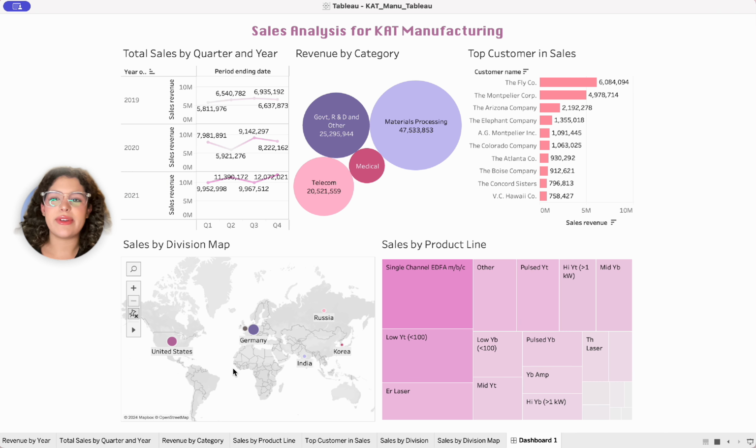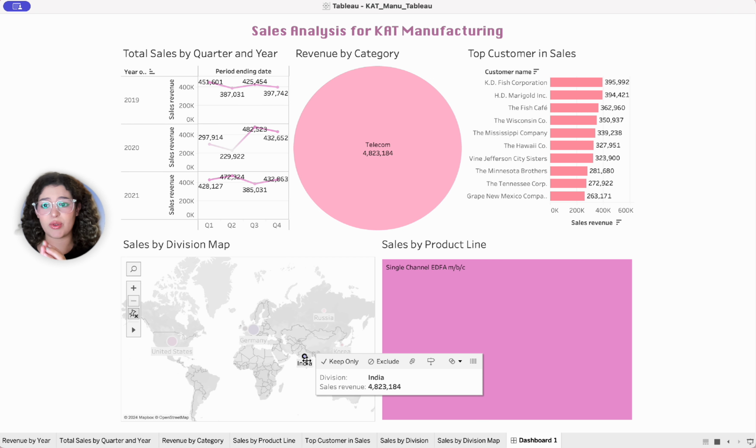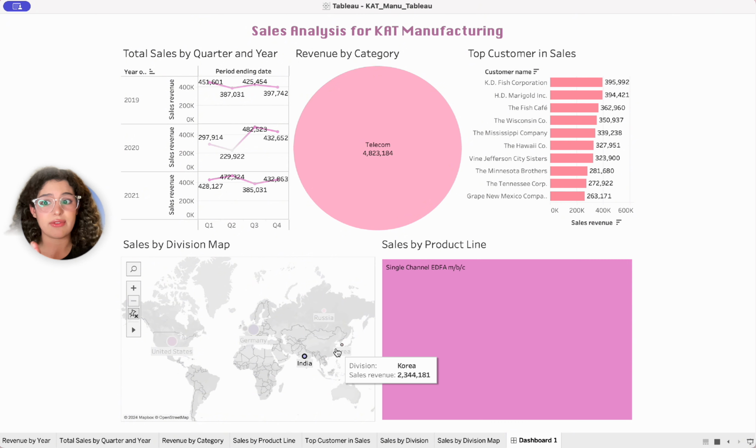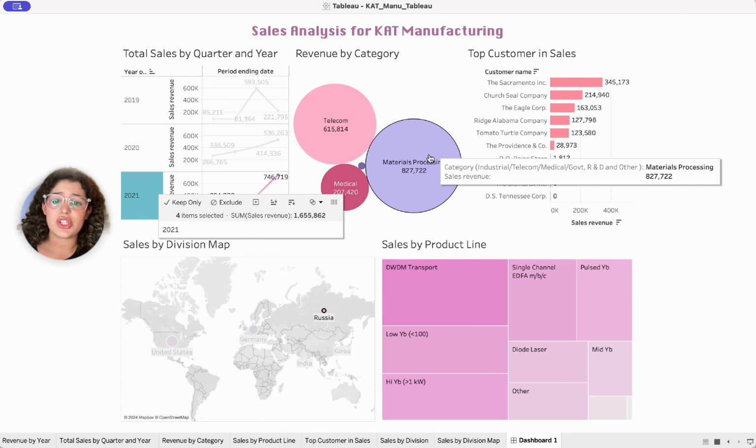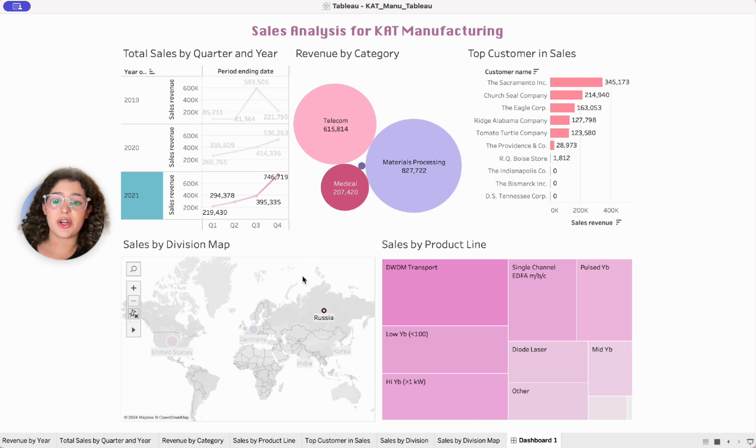Taking a quick look away from our top contributors through division, we see Russia coming in at $4 million, Korea 2, India 4. I believe it would be beneficial if we have these smaller divisions focus on one category in specific to really make sure we're getting in the most of our revenue. For example, India should definitely focus on telecom, Korea, materials and processing. Russia should definitely also focus on materials processing.